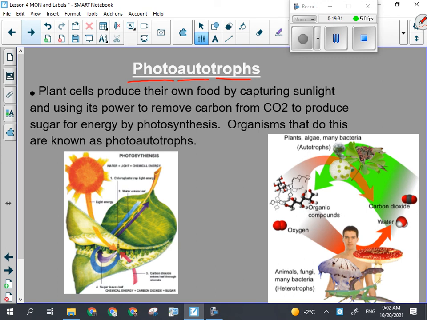But they fall under photoautotrophs. So plant cells produce their own food by capturing sunlight and using its power to remove carbon from CO2 to produce sugar for energy by photosynthesis. Those are photoautotrophs.